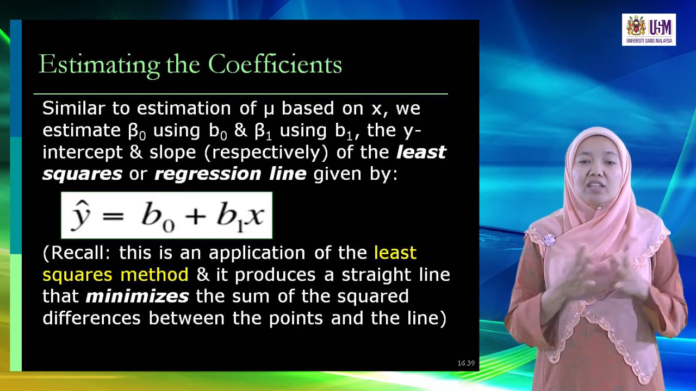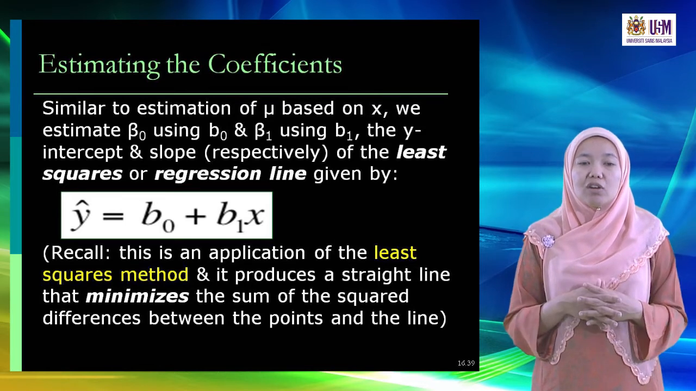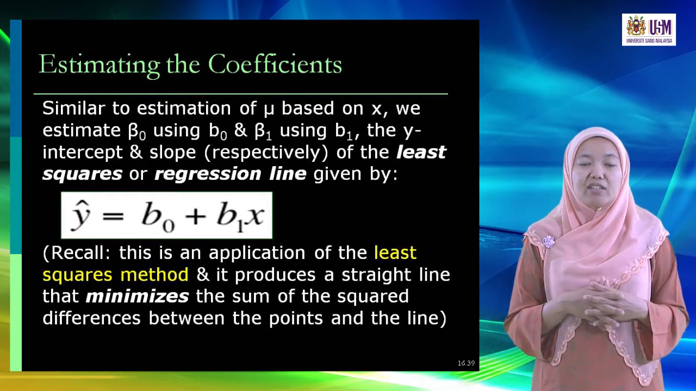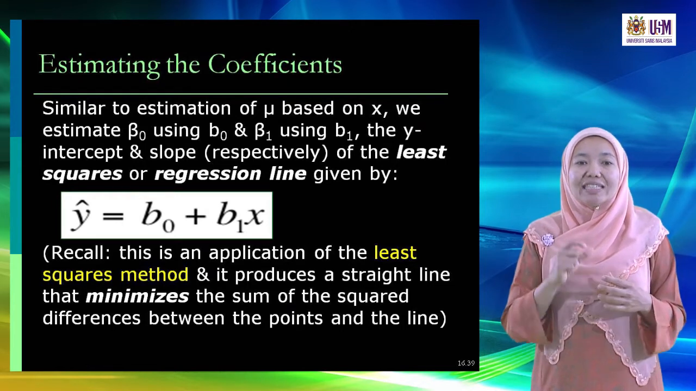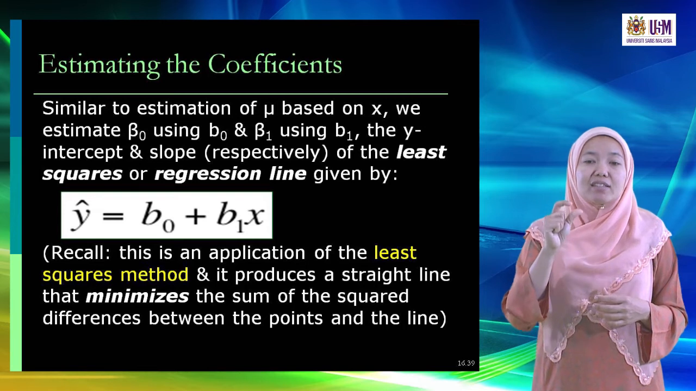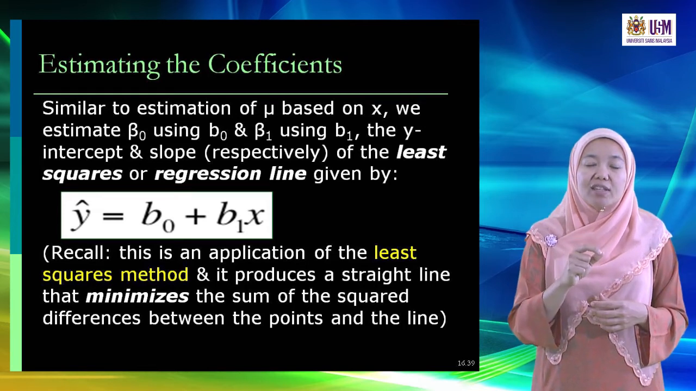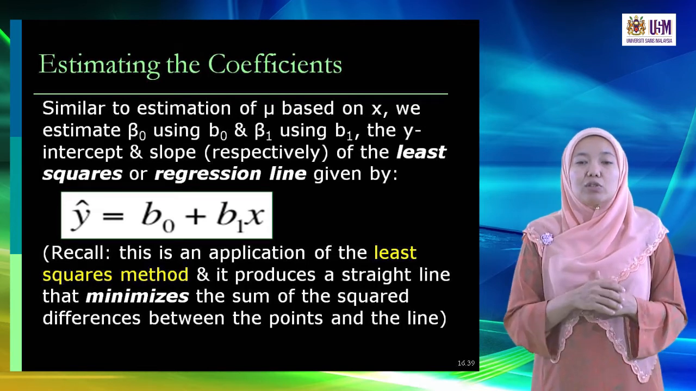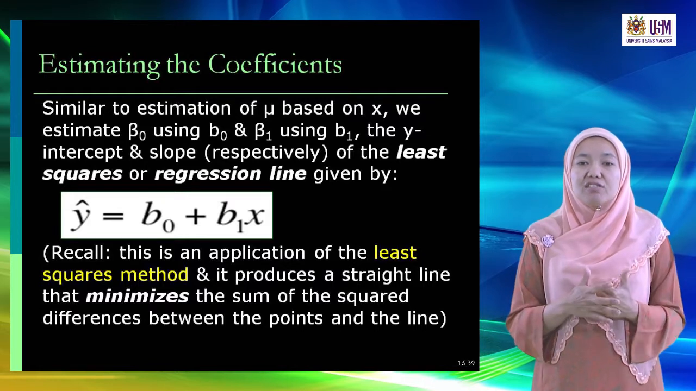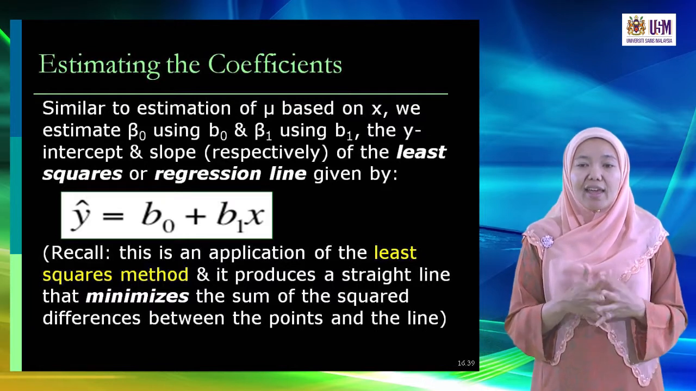Remember, this is an application of the least squares method, or ordinary least squares, OLS, which is very famous. It produces a straight line that minimizes the sum of the squared differences between the points and the line. So that is the definition of ordinary least squares, or OLS.